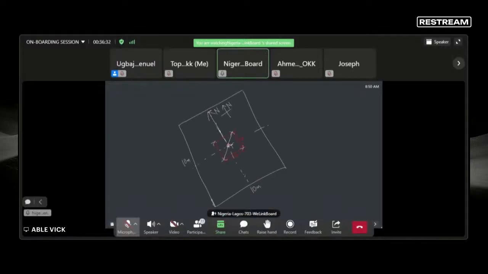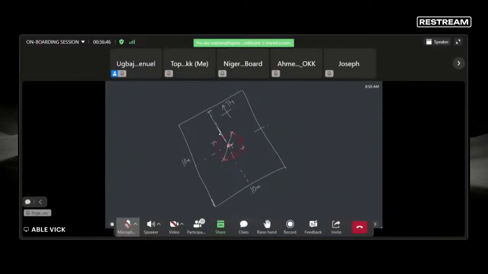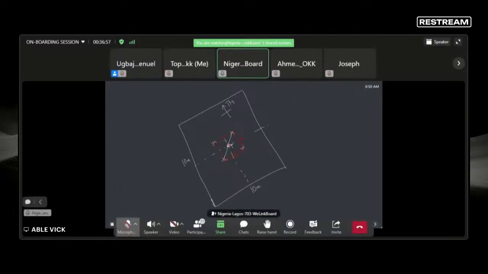So if you take this sketch too, you can see the middle of my tower foundation is matching with the true north already established here. That's the first thing you need to note when making your setting out. Then after establishing the tower foundation, the next thing you need to do is to establish your guide wire point.